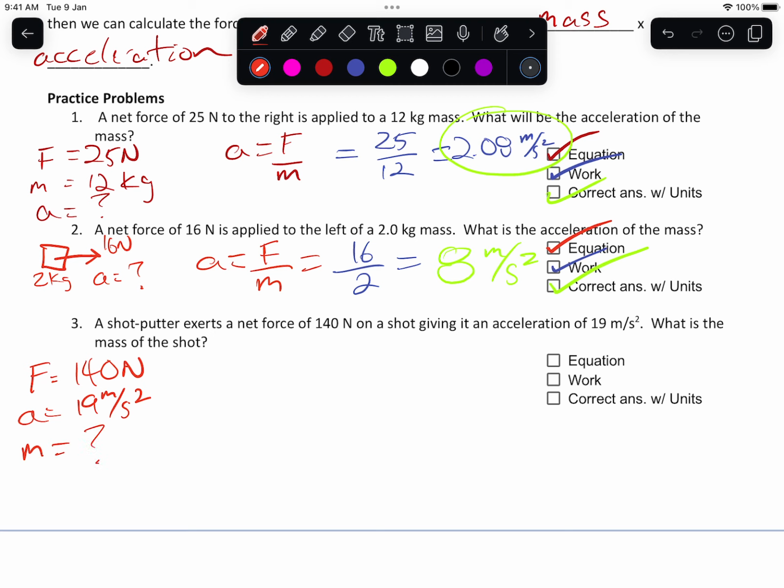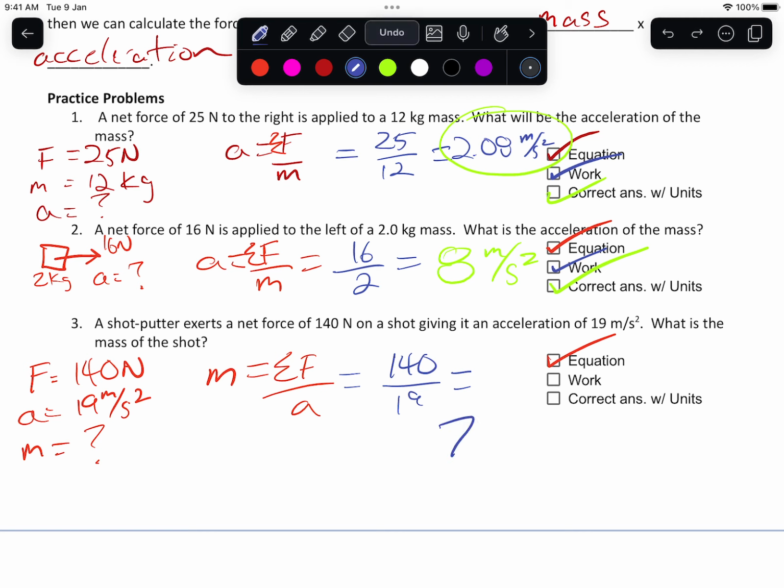Okay, well, I know that mass is going to be equal to the sum of all forces divided by acceleration. That is my equation. Let me show you my work here. My work is going to be 140 divided by 19, which is equal to 7.37. It's a mass, so that must be in kilograms. So I've got my correct answer with units, and of course I showed you my work.